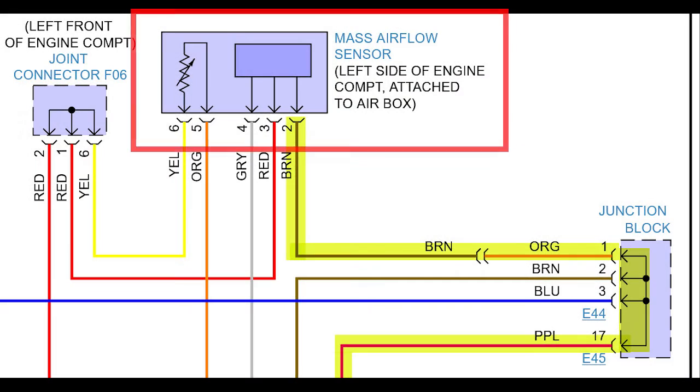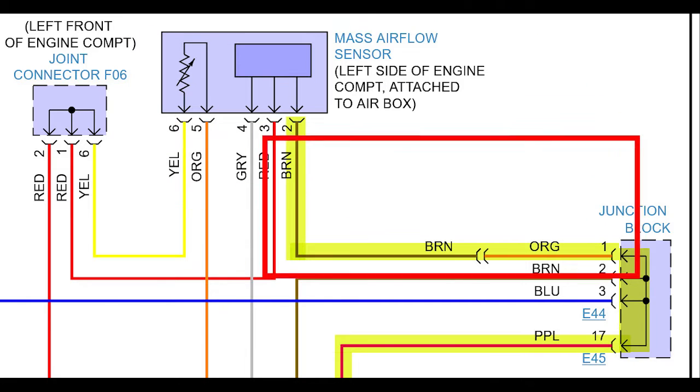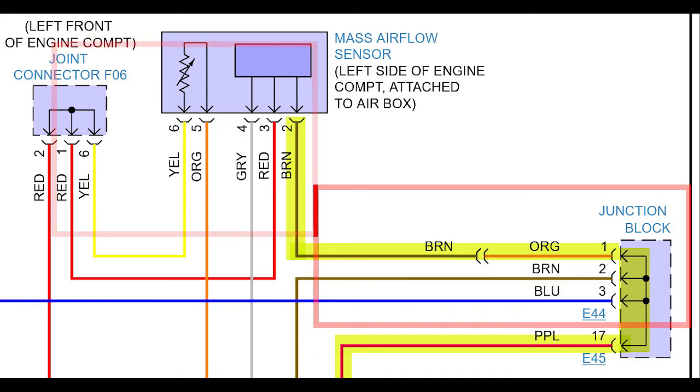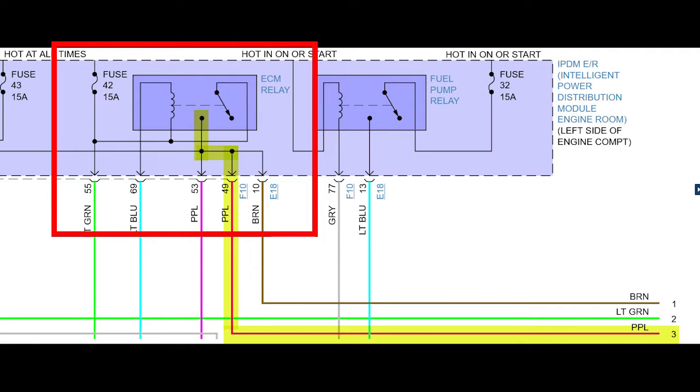Looking at the mass airflow sensor on the wiring diagram and tracing the brown wire through the junction block, then following it out pin 17, we find that the PPL wire ends up at the ECM relay. The PPL wire receives power from the fuse 42 via the ECM relay.